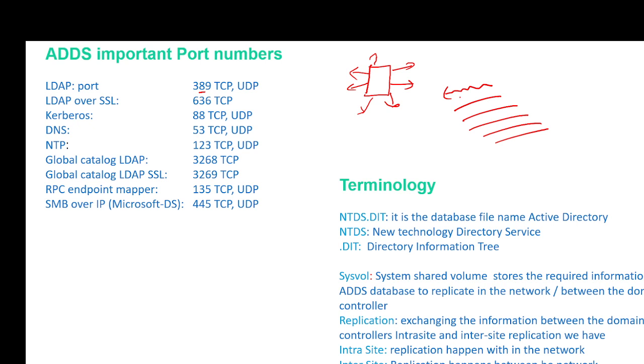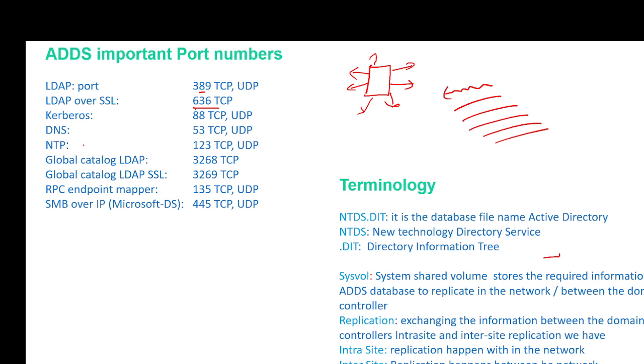Okay. So 389 is the important port, which is the LDAP port. If somebody asks you what is the important protocol, it is LDAP. What is the port number? It is 389. So any connection that happens on that computer will happen in two ways. One is a secure way, another one is an unsecured way. So LDAP works on SSL, secure socket layer, also. That is port number 636. If somebody asks you what is the LDAP port, you can tell 389. If somebody asks you what is LDAP over SSL, you can tell 636. Okay. So this is 636.